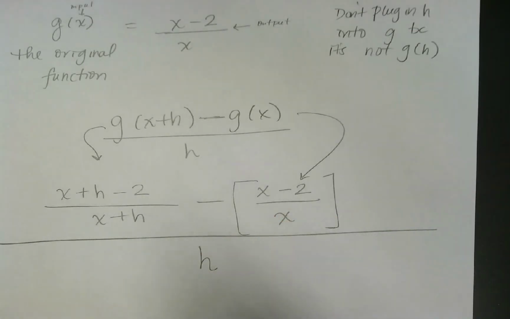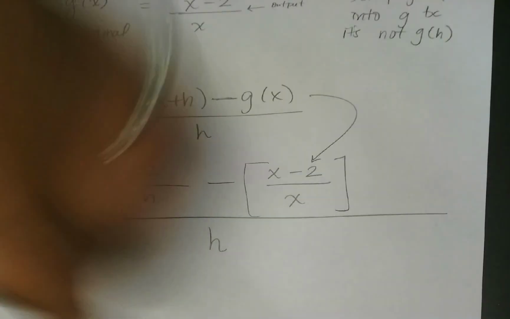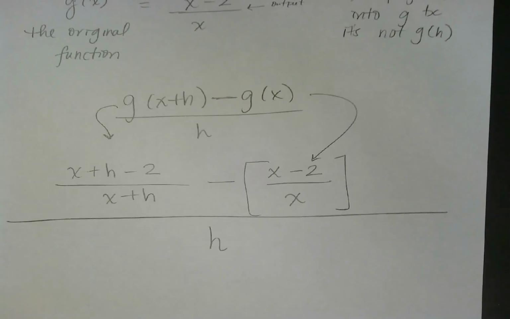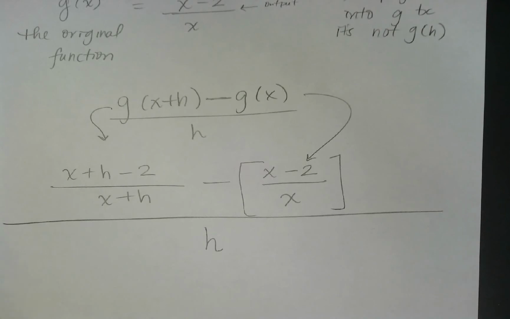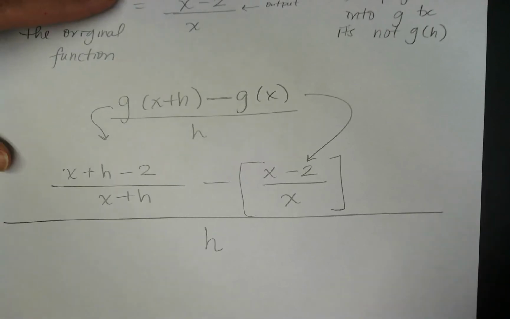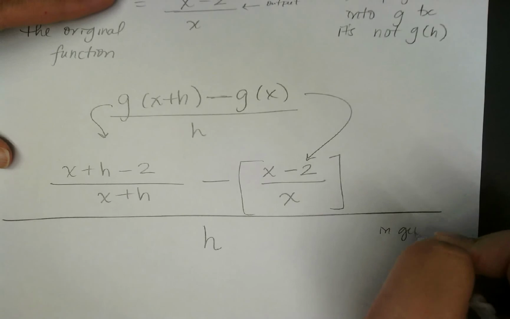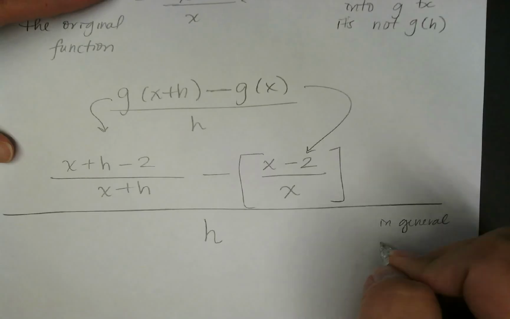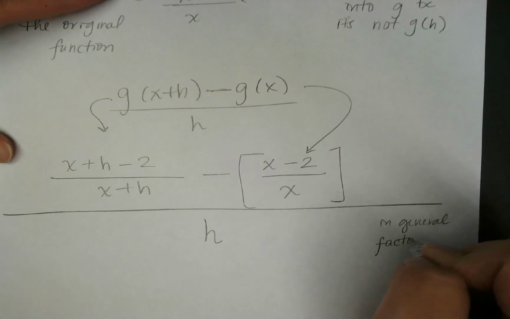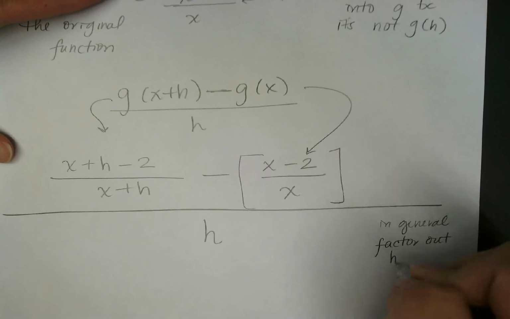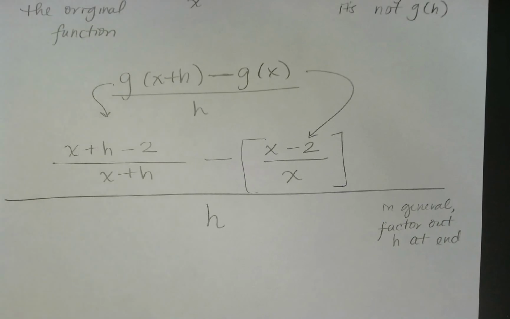It says find and simplify. So we got some crazy crap on top over h. We can't leave it like that. In these problems in general, if you're doing them correctly, we factor out an h at the end. That's our goal. Why? Because calculus, that's why. That's what's going to make it simplified.